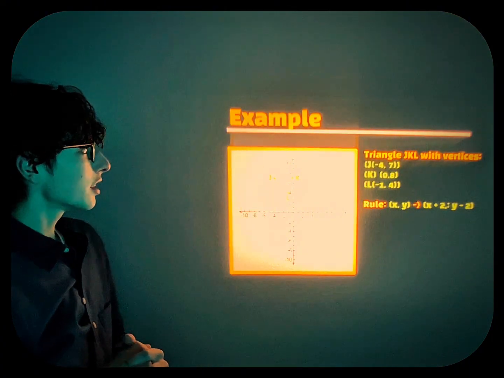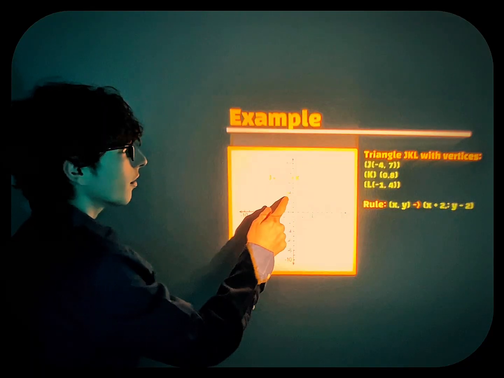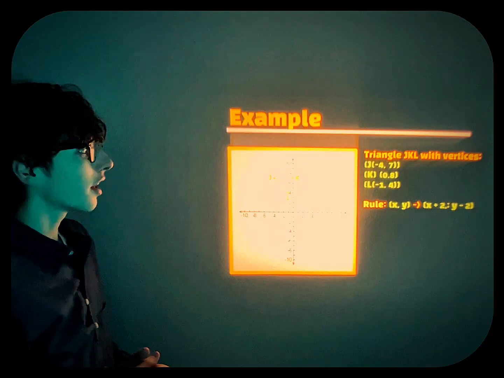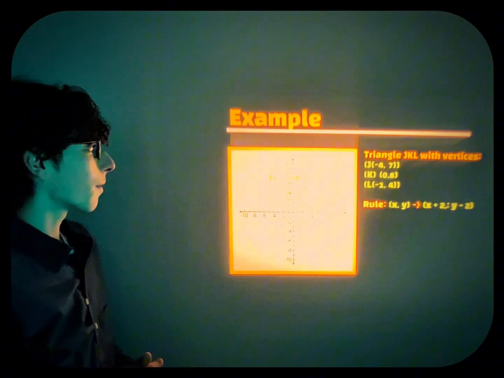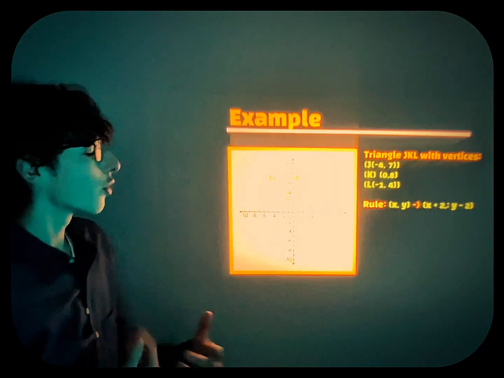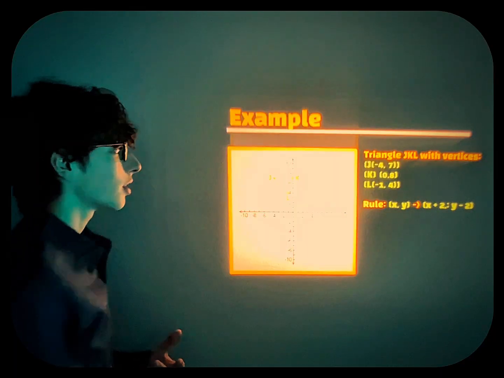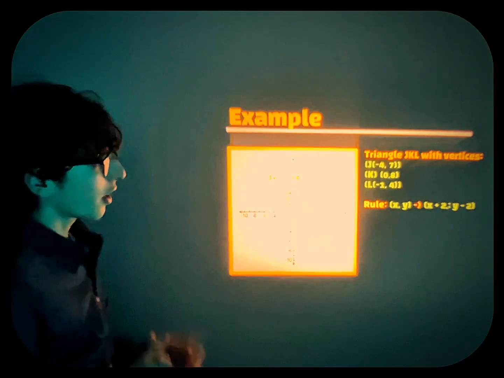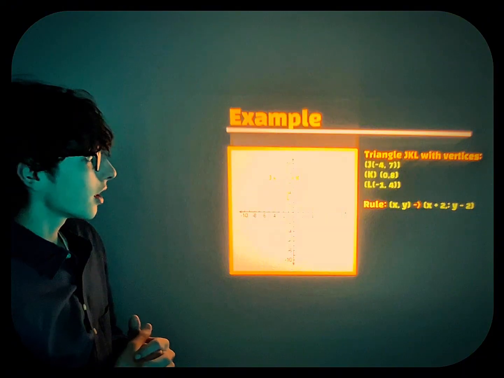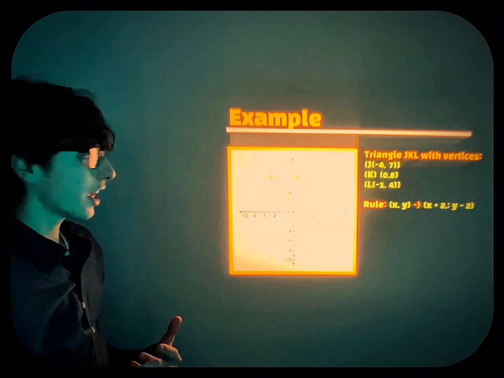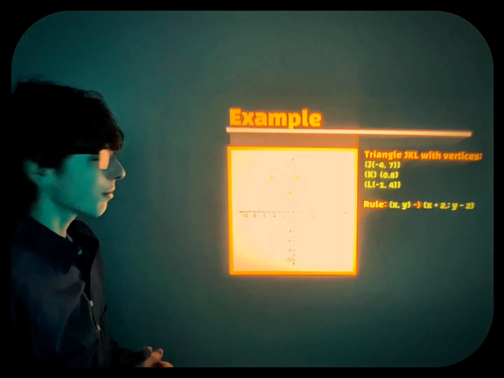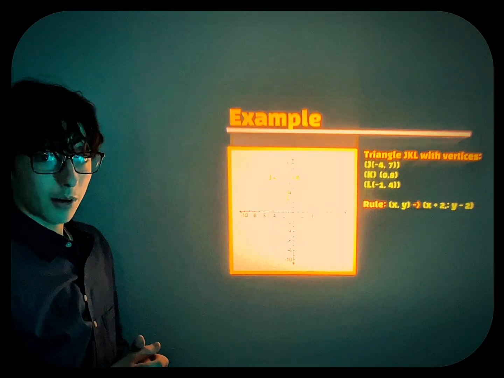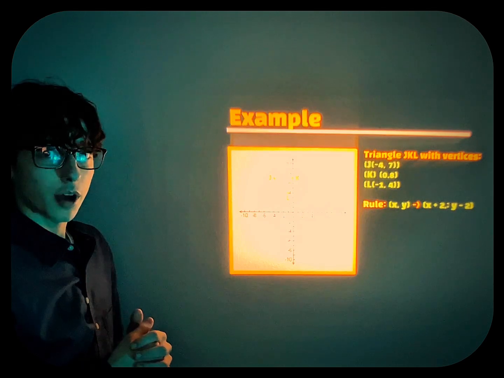Now you can see triangle JKL with vertices J (-4, 7), K (0, 8), and L (-4, 1). Now we're going to apply the rule that we discussed in the vocab. So (x, y) arrow pointing that way (x plus 2, y minus 2), where x plus 2 is in place of the h, and y minus 2 is in place of the k. Now I'm going to apply it and show you how it's done.